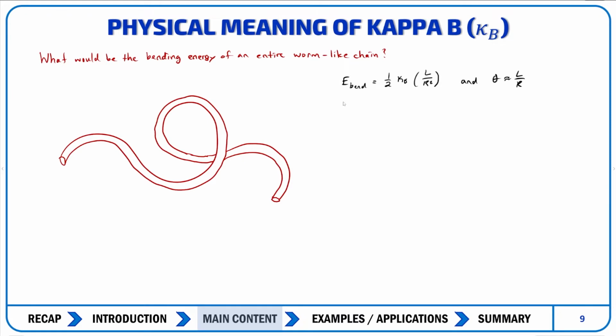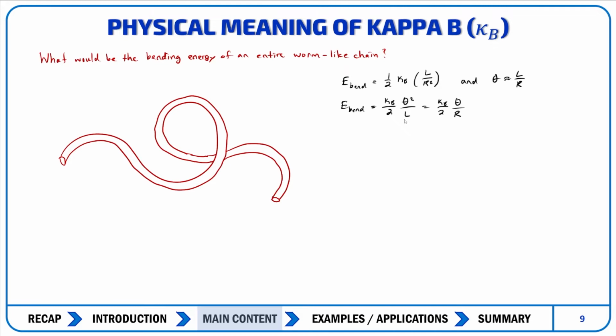Because of this, we can say E bend is equal to kappa B over 2, and then we have theta squared over L. Now, if you want to rewrite this in terms of R, you can also say this is kappa B over 2, and then you have theta over R, like this. So either version works depending on whether you have the quantity L or the quantity R for your macroscopic entity.